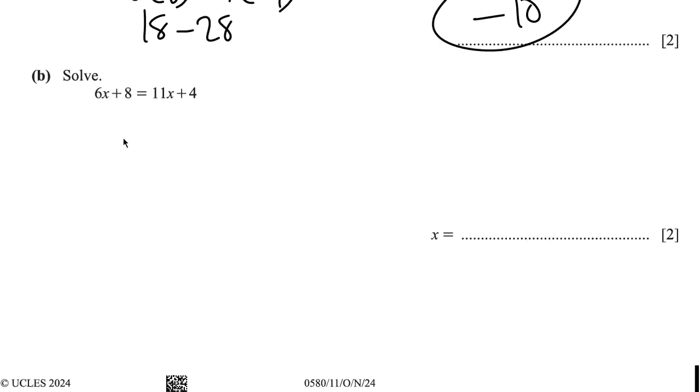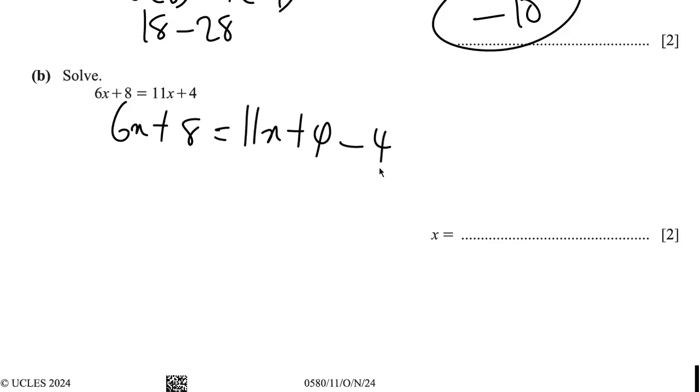Okay, we have 6x plus 8 equals 11x plus 4. Our goal here is to get the value of x. So we could simply subtract from any of the sides. Our main goal is to get x, so we could subtract 4 from both sides.